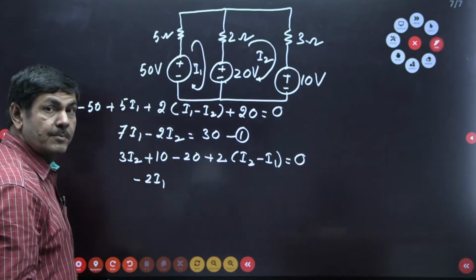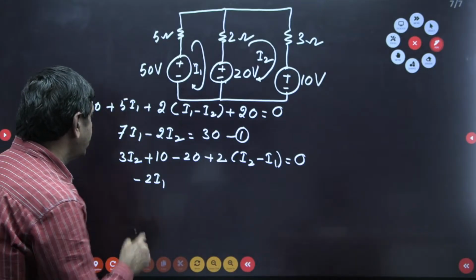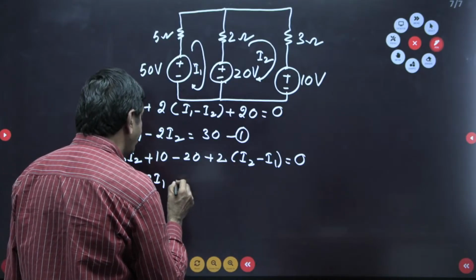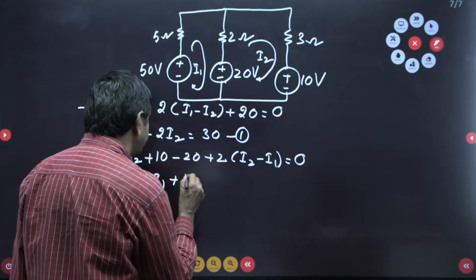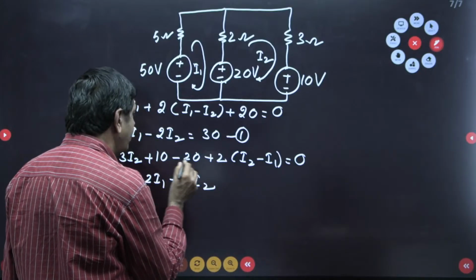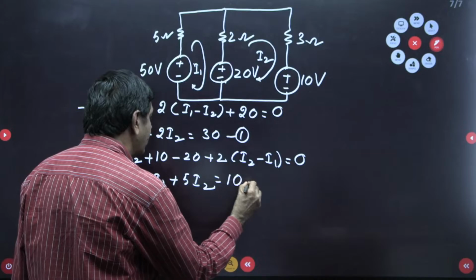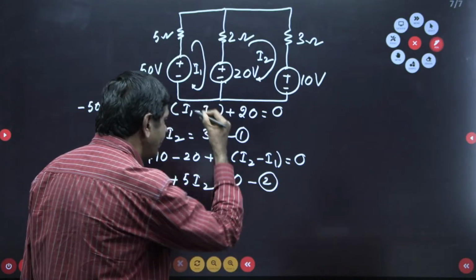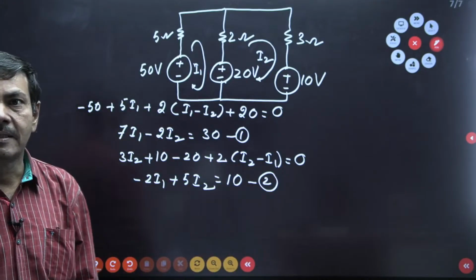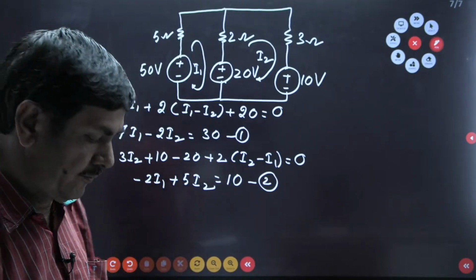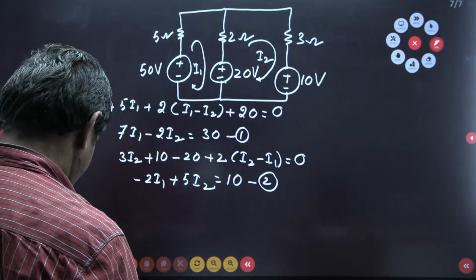Minus 2I1 is possible. What about I2? 3I2 plus 2I2, 5I2 I can write here now. 10 minus 20, minus 10, when you bring this to the other side, plus 10 I can get now. This I want to take as equation number 2. This is the second mesh equation we got from the given circuit.